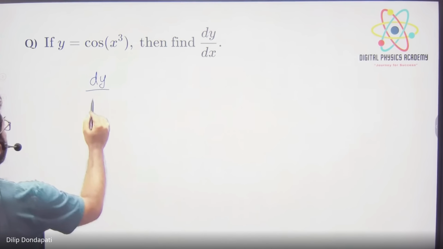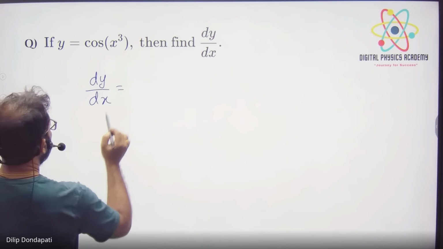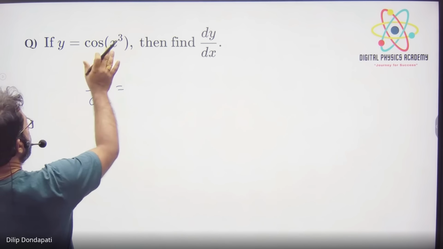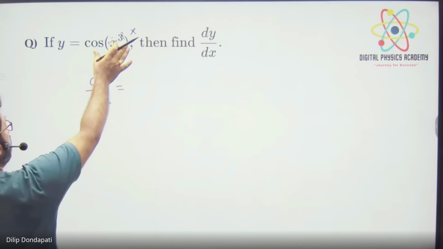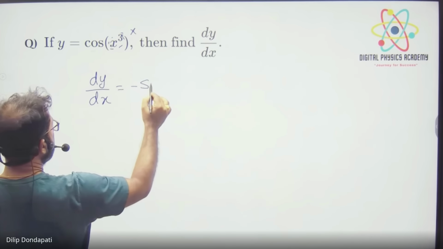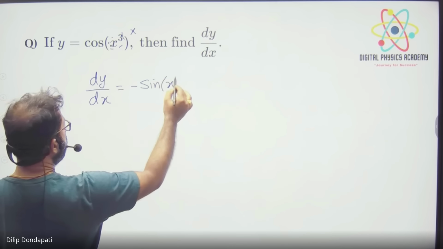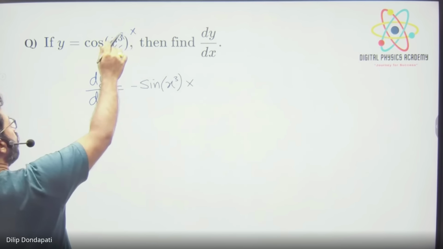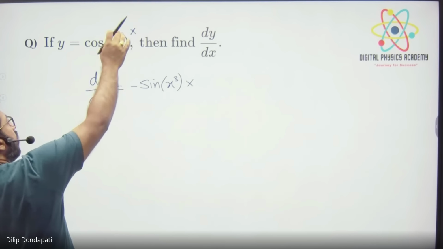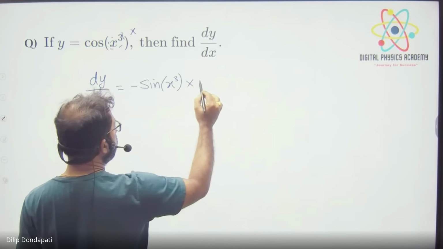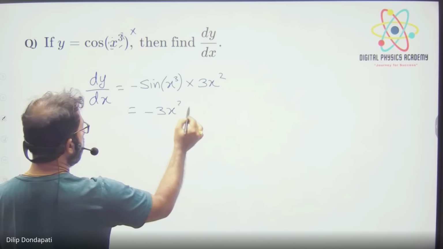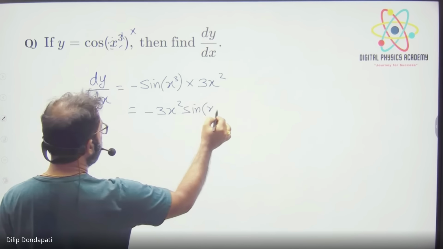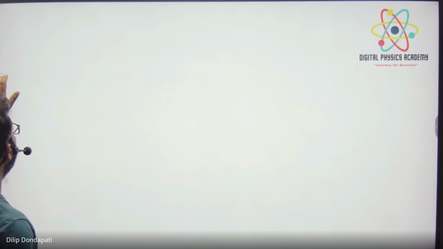Okay. dy by dx. Tell me this: you assume this as x, it is not in standard format. This we assume as x. So the differentiation of cos x is minus sin x cube, into the differentiation of whatever you assumed as x. The differentiation of x cube is 3x square. So the answer is minus 3x square sin x cube. This one you understood, huh? Yes, sir. Okay, chalo, next. This is called chain rule.